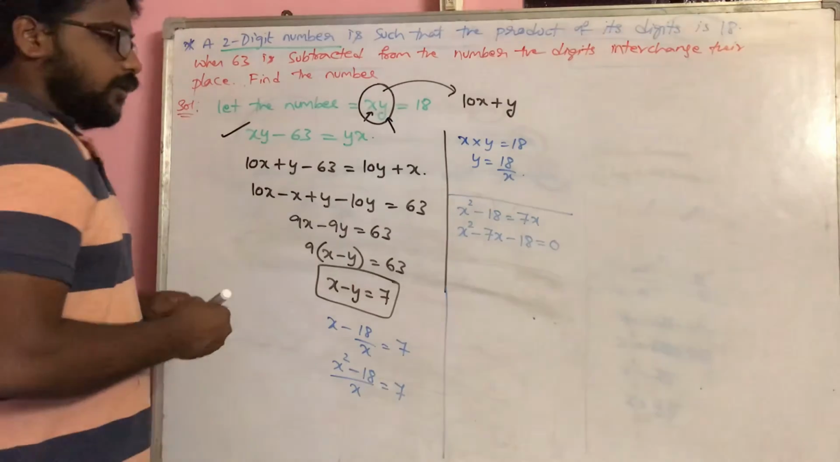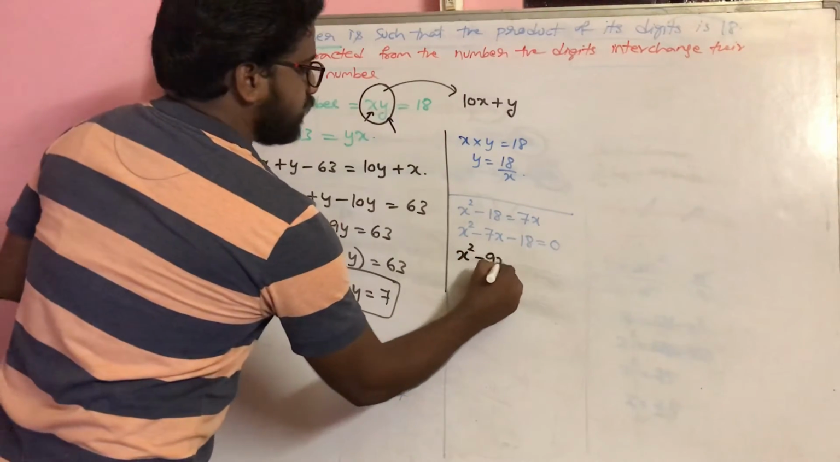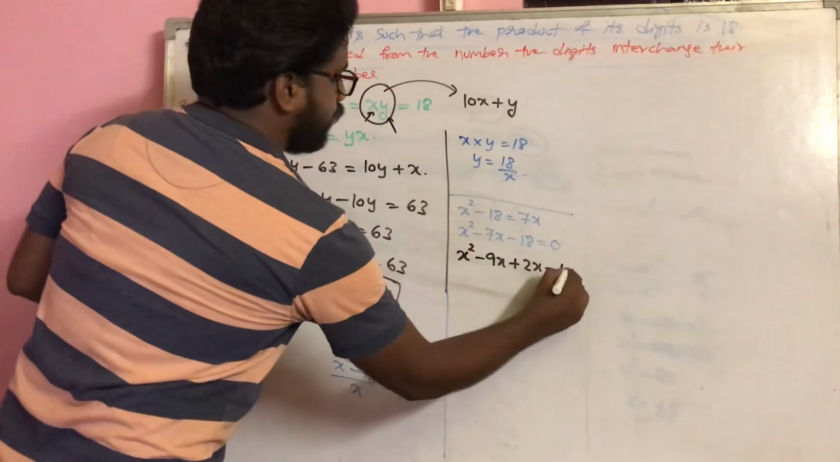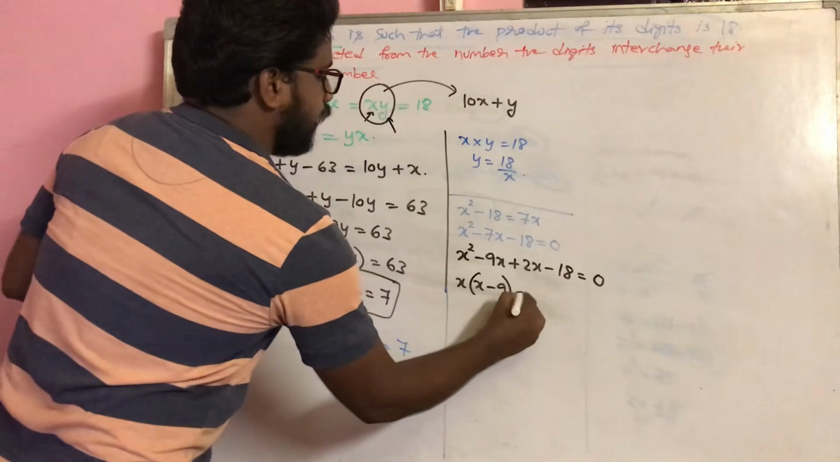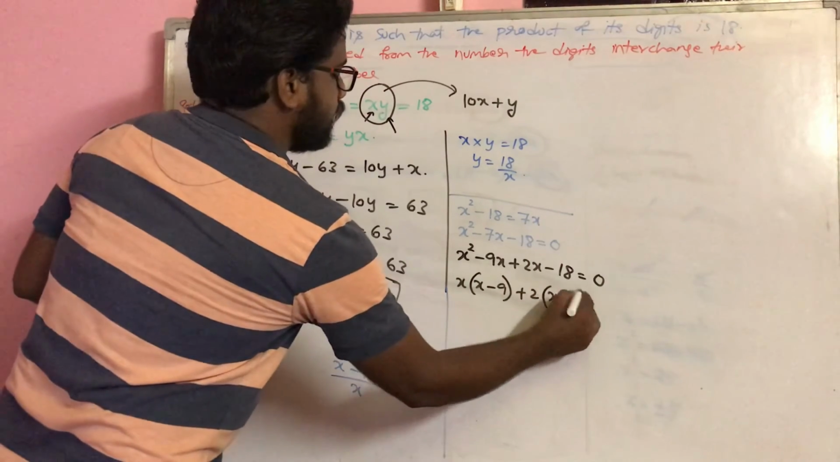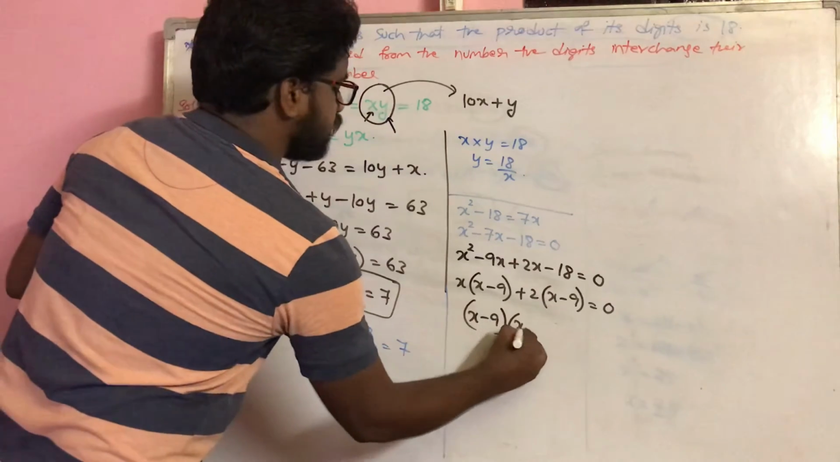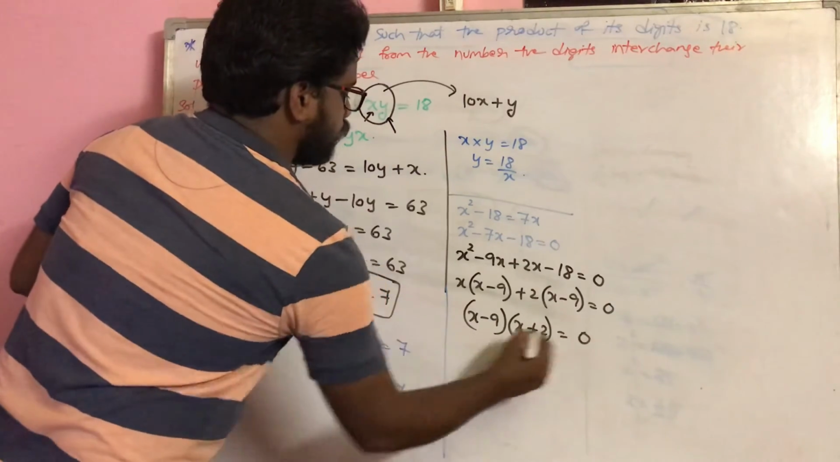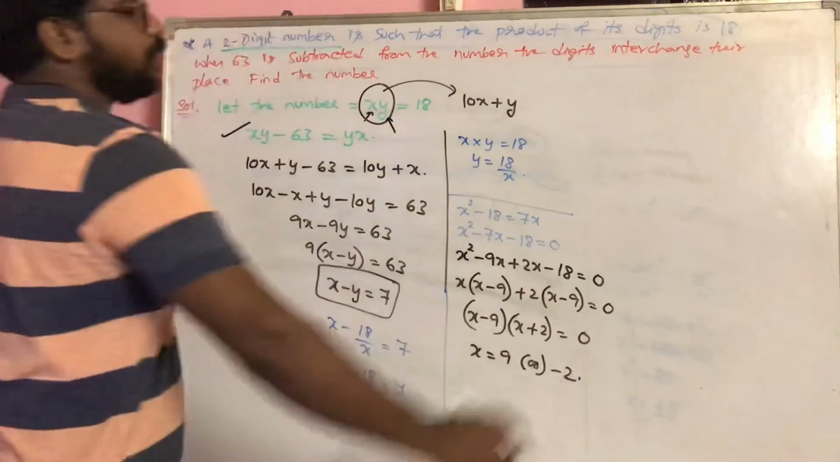So you can do the further factorization here. x square minus 9x plus 2x minus 18 equal to 0. x into x minus 9 plus 2 into x minus 9 is equal to 0. Finally we are getting x minus 9, x plus 2 is equal to 0. That means x is equal to 9 or minus 2.